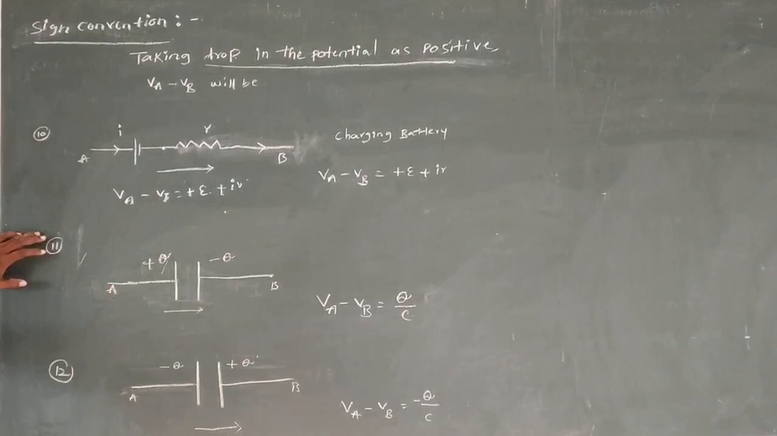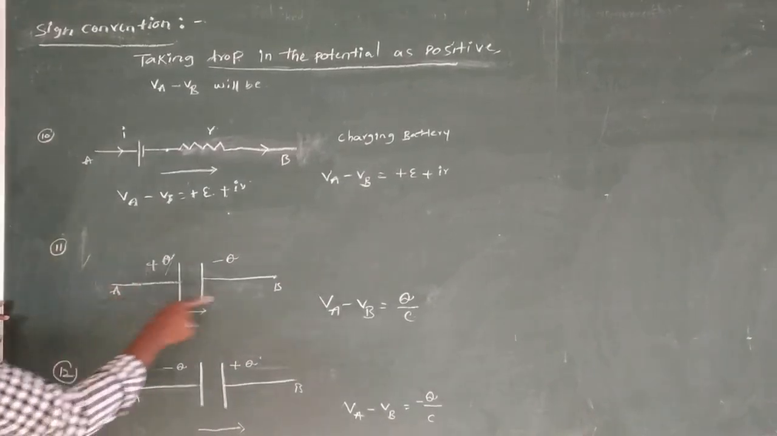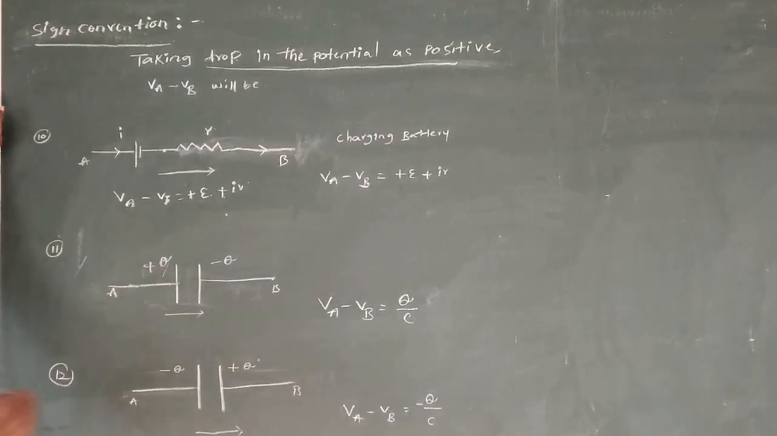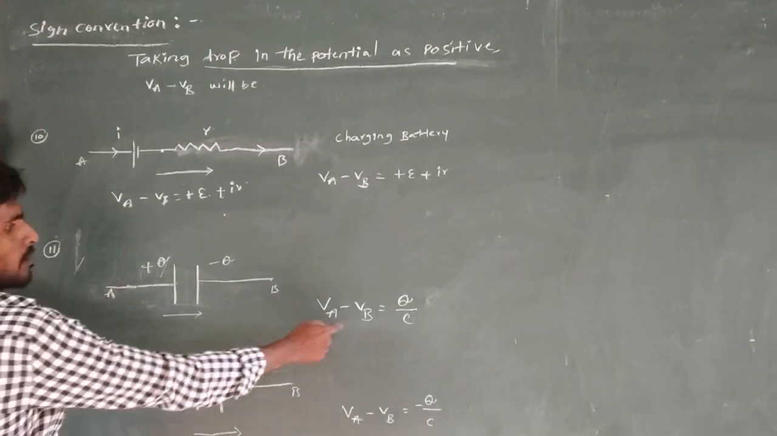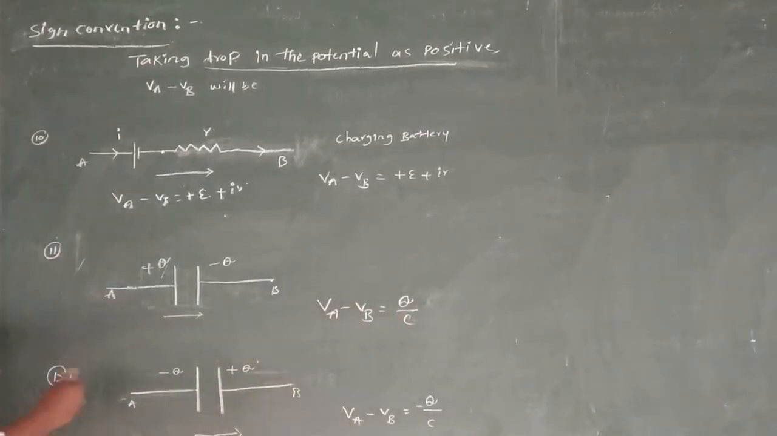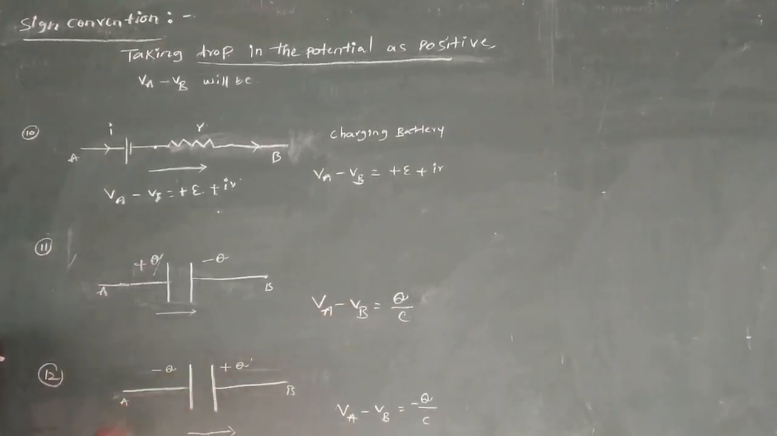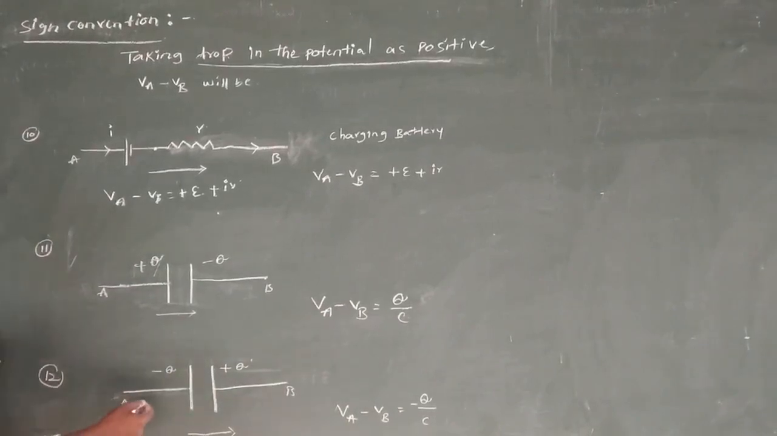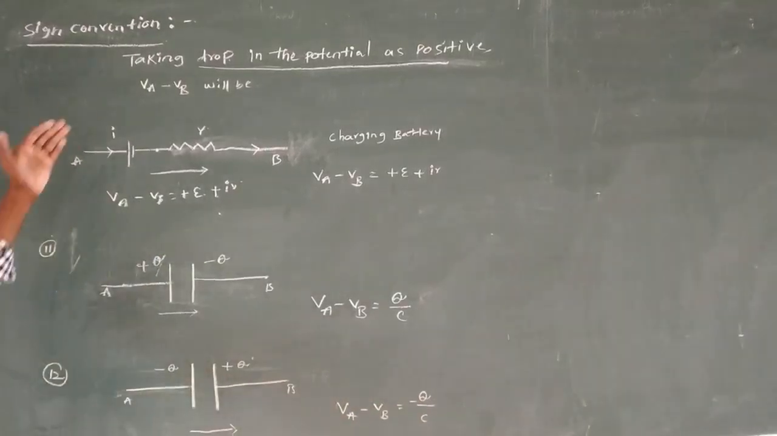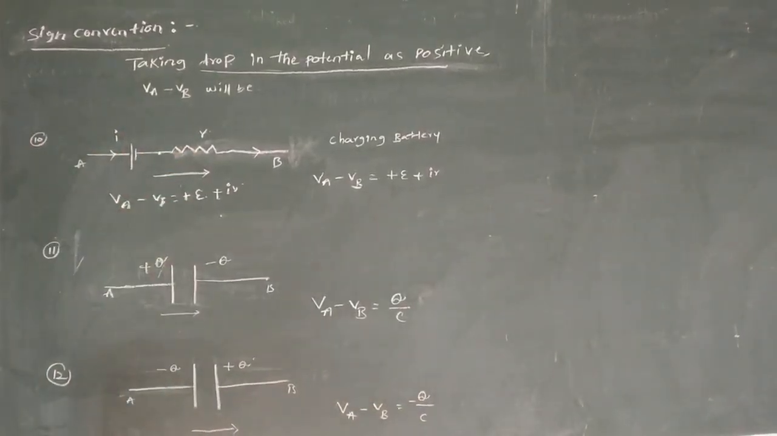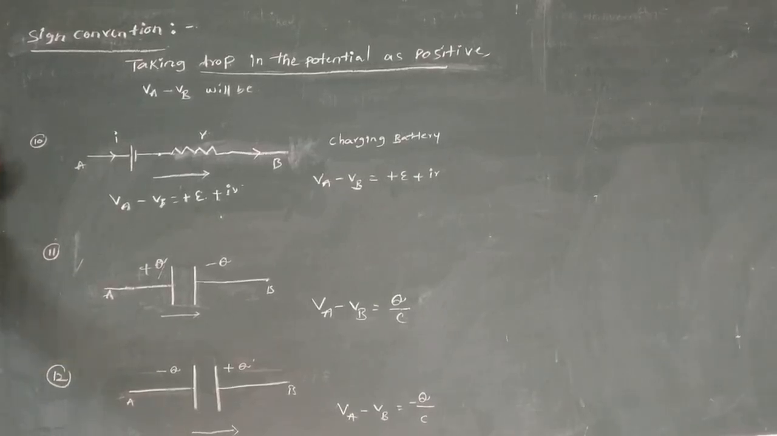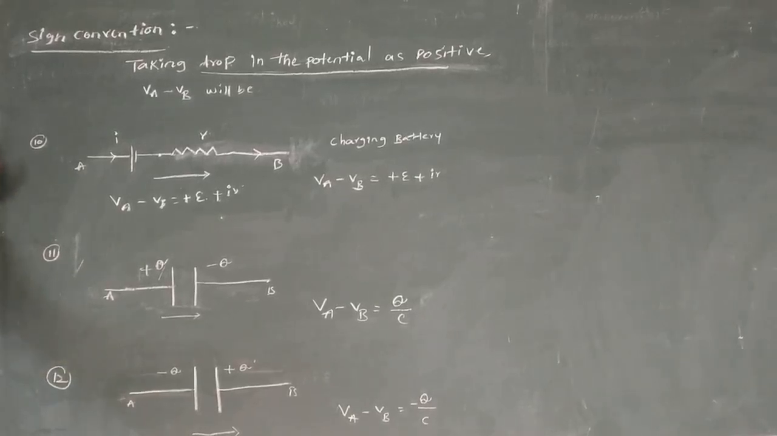Capacitor: next diagram, a capacitor is connected in a circuit. The direction represents higher to lower. In the first case, the first plate has positive charge and the second plate has negative charge, so VA minus VB is equal to Q by C. In the next diagram, the first plate has minus Q charge and the second plate has plus Q charge, so VA minus VB will be minus Q by C. The potential drop is positive in any element: battery, inductor, resistor, etc.